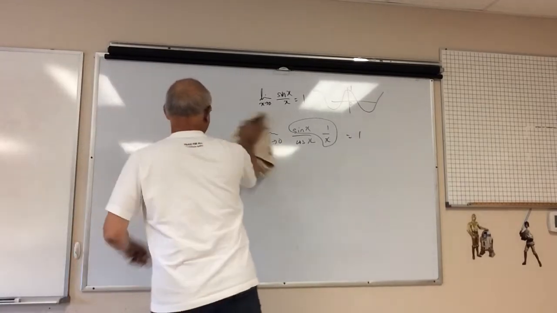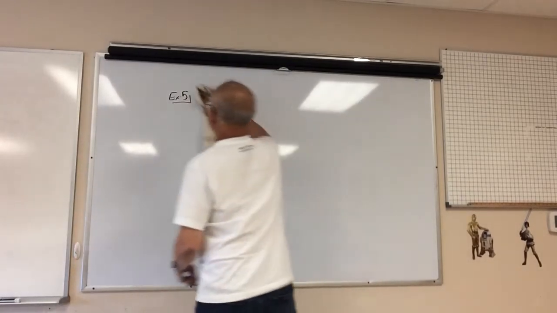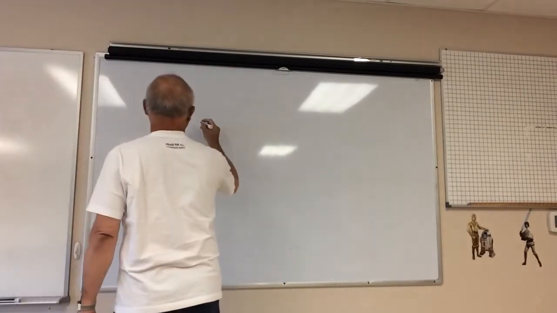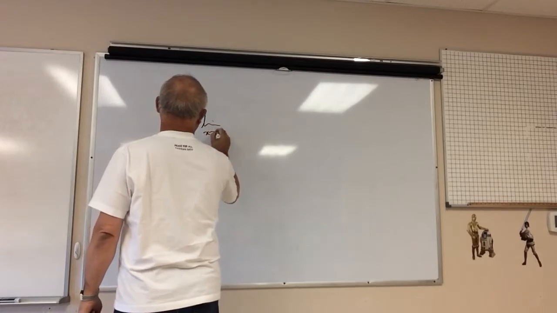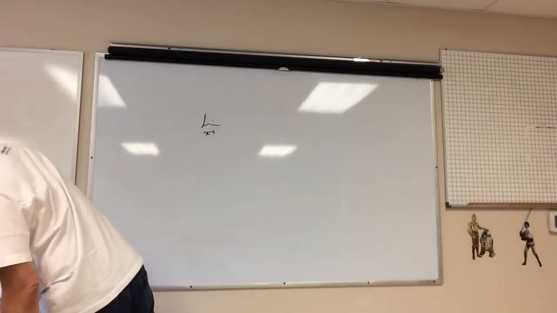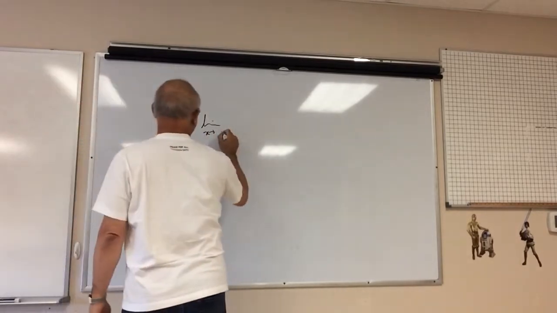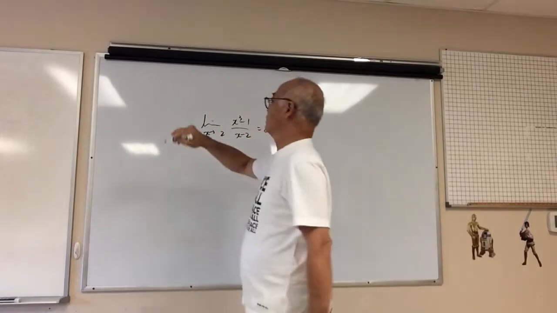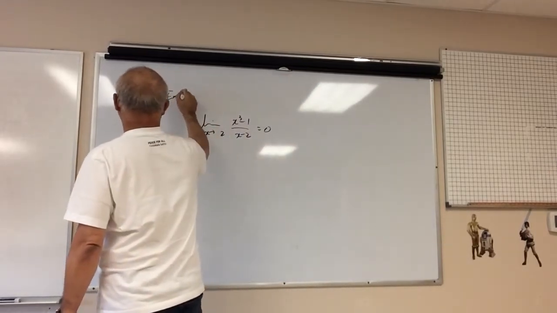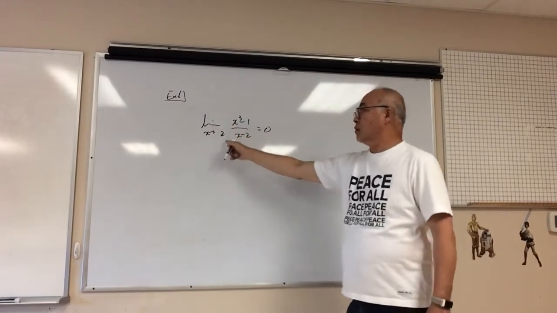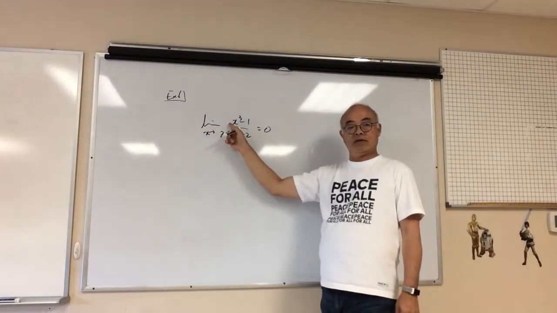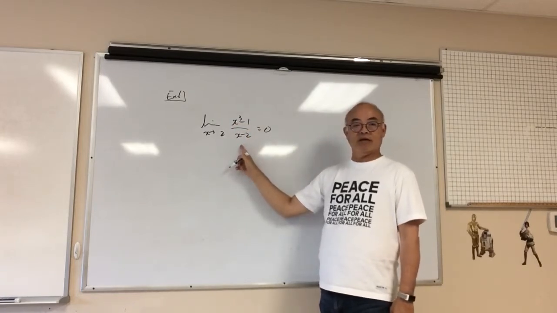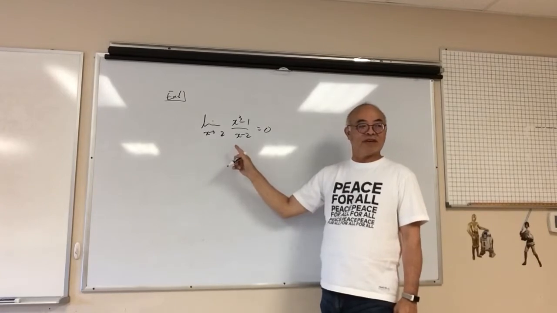Example number 6, I have x cubed minus 1 over x minus 2. X is going to where? 2. So I put 2 in here, what do I get? 8. 8 minus 1 is 7. What do I get here? 2 minus 2 is 0. We can't do that.